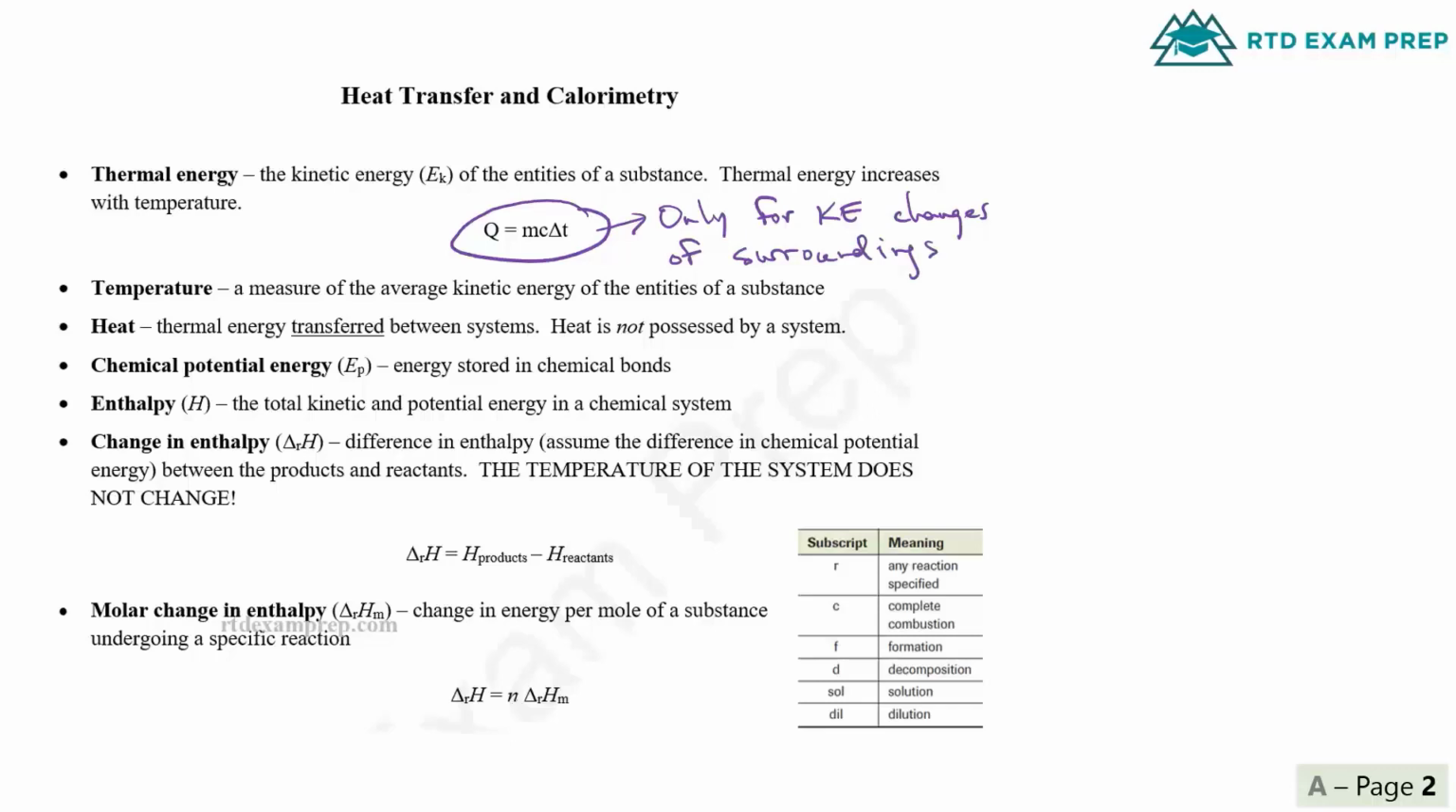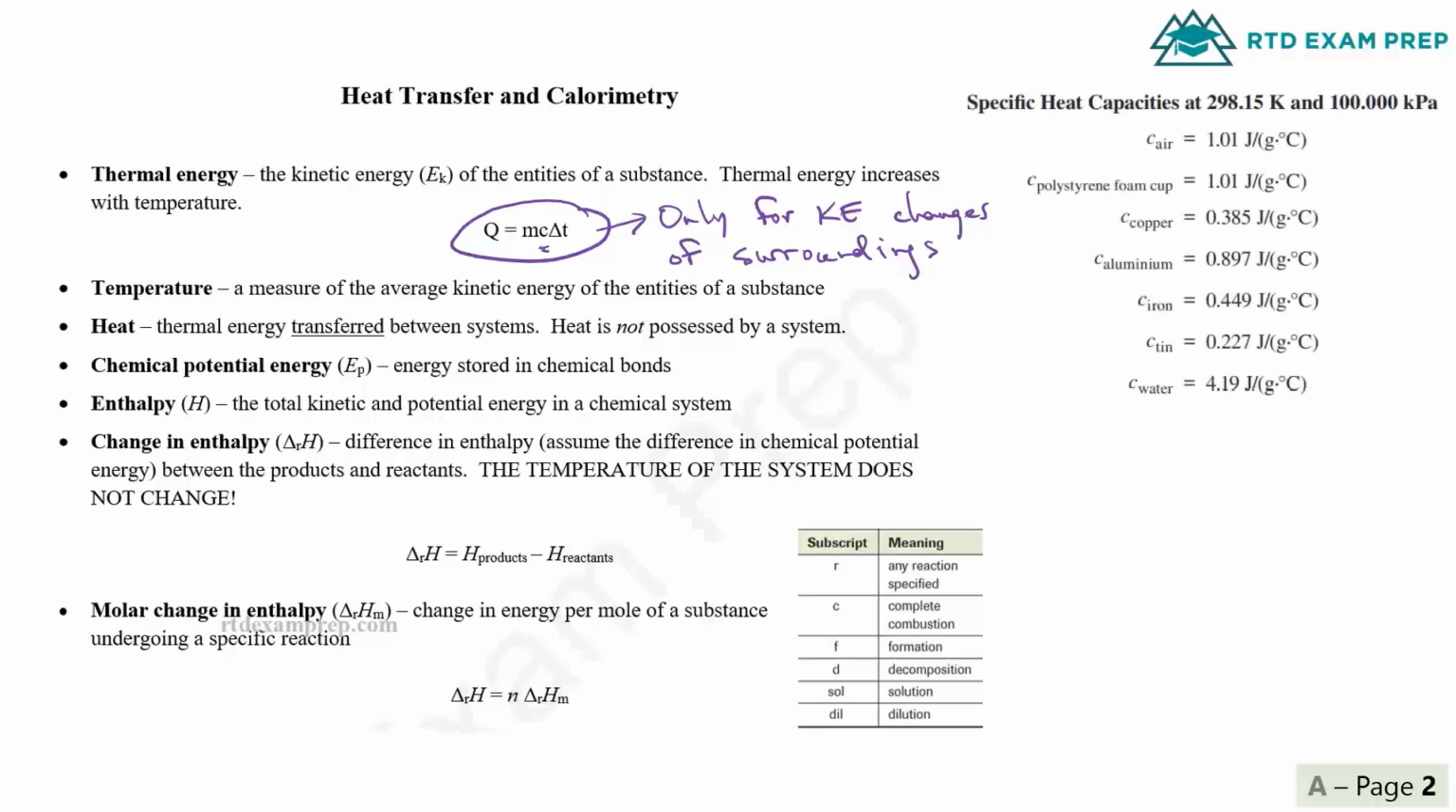Now, just a little bit more information on this value c here. This is what we refer to as the specific heat capacity of the substance that serves as the surroundings for our chemical system. And if we look at the data booklet that we're allowed to use for the exam, this is a series of specific heat capacities at 298.15 Kelvin and 100 kilopascals. The main specific heat capacity that you will be concerned with is the specific heat capacity of water, which is 4.19 joules per gram degree Celsius. You're going to see this an awful lot with the calculations that we do and also in a lot of the example questions at the back of the booklet.